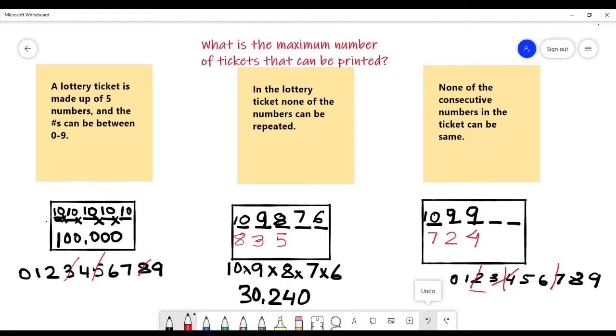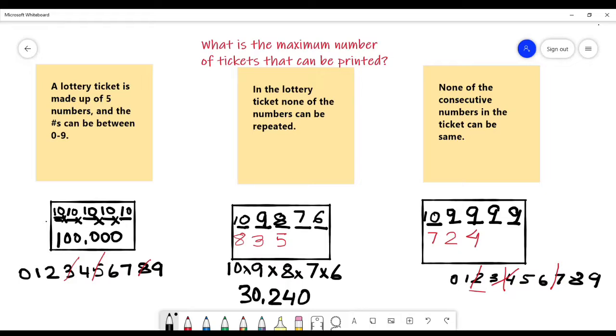So how many options does that leave me with? That leaves me with 9 options. And the fifth slot is the same scenario. So the product of 10 times 9 times 9 times 9 times 9 is going to be the number of tickets that we can get from printing by following these rules.